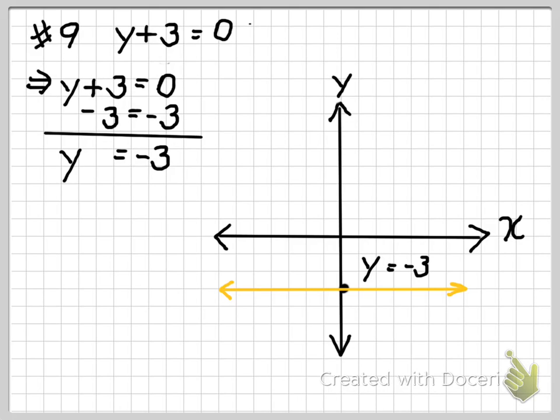Number 9, y plus 3 equals 0. Now here, to get y by itself, we subtract 3 from both sides, and we get y equals minus 3. This is a constant equation. Y is constantly equal to minus 3. So as you see in the graph with the yellow line, y constantly passes through y equals minus 3. The name of the line is y equals minus 3.